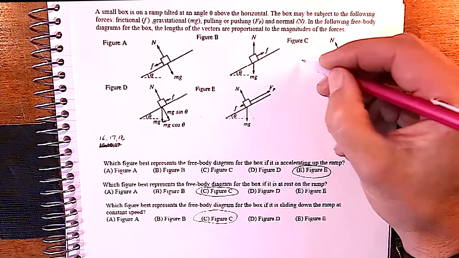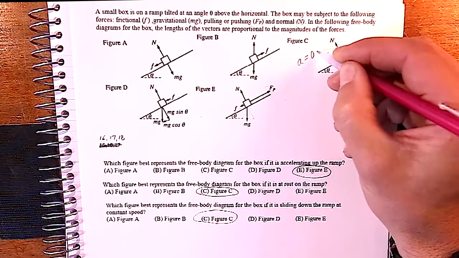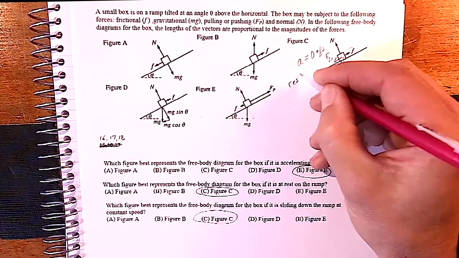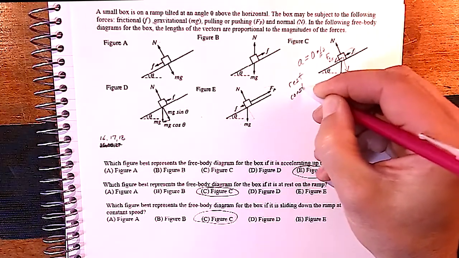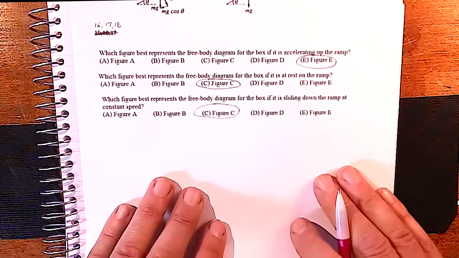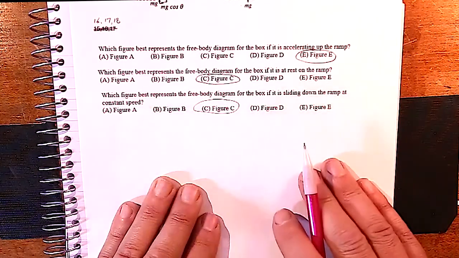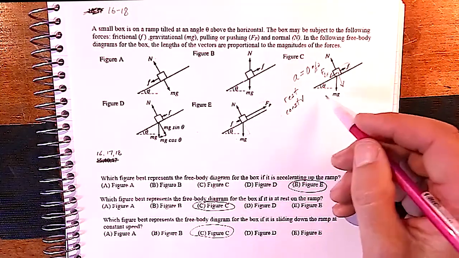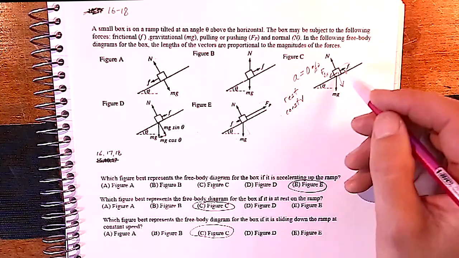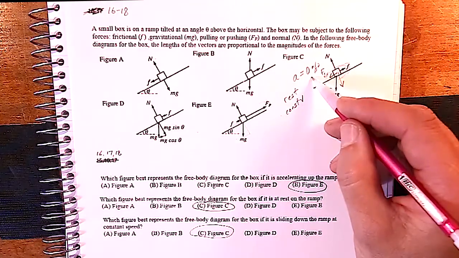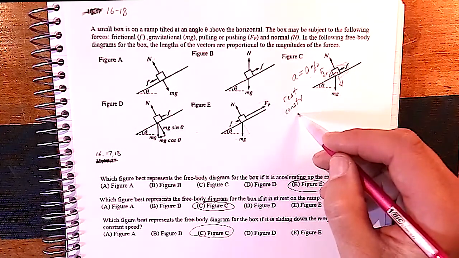Now keep in mind that if it's at rest, its acceleration is 0. But acceleration of 0 could be at rest, or it could be at a constant velocity. And that helps us with the last question, which says, what if it's sliding down the ramp at a constant speed? Well, the answer for this one is going to be exactly the same, because the net force is 0, so its acceleration is 0. It could be at a constant speed.